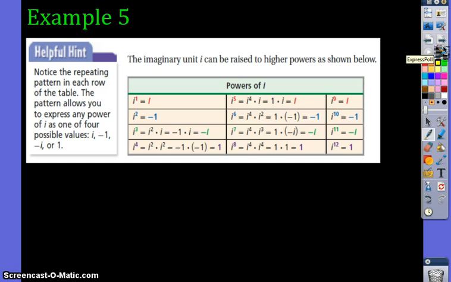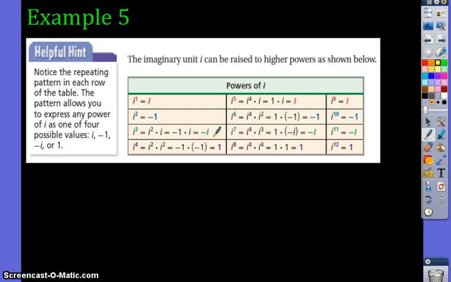All right, you might want to copy this down. This kind of shows you how when we raise i to higher powers, there's a pattern that's going to happen. When we have i to the first power, that's just i. But when we have i squared, that's negative 1. When we have i to the third power right here, you see that's i squared times i, which is negative 1 times i, which would just wind up being negative i. And then we have i to the fourth, that's negative 1 times negative 1, which winds up being positive 1.